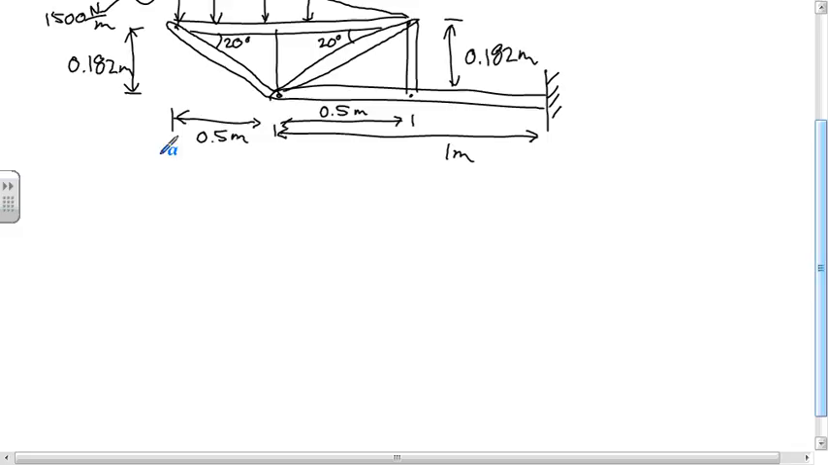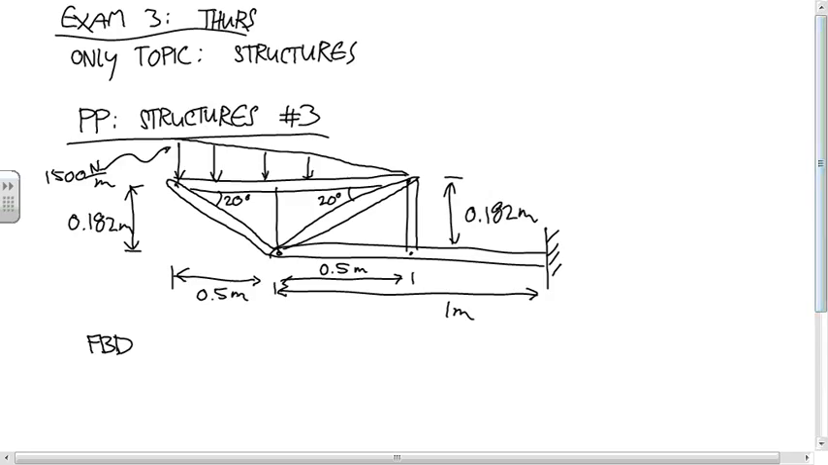So free body diagram of the whole thing. Oh yeah, let's do that. Oh, and you know what I want to do on this? Let's do it with two different sets of numbering and see how it works. And you'll see that the free body diagrams come out different. So let me number it one way, and then we'll go back and do the free body diagrams again numbered another way, okay? So let's call that 1, 2, 3.